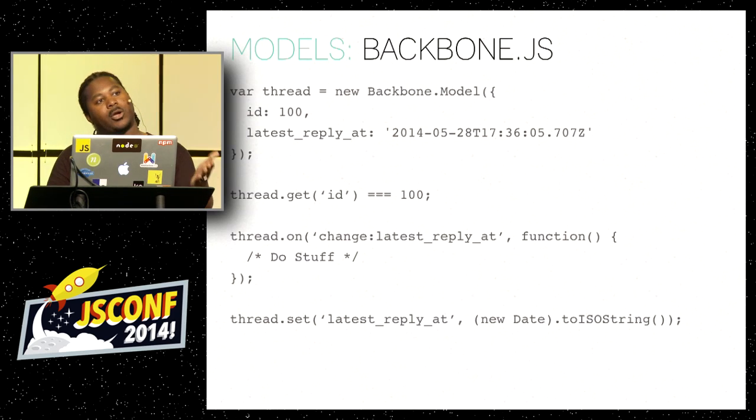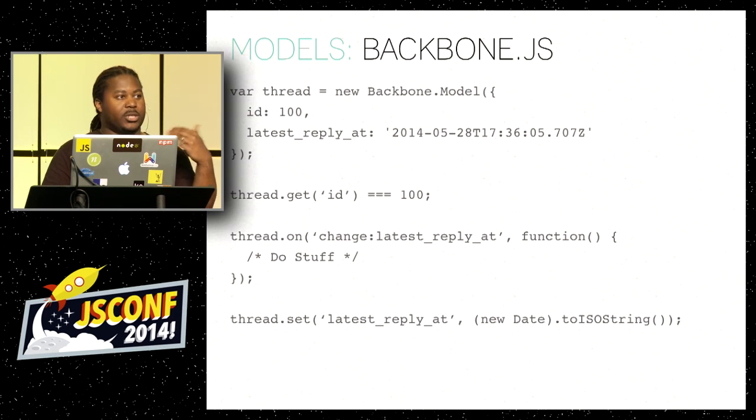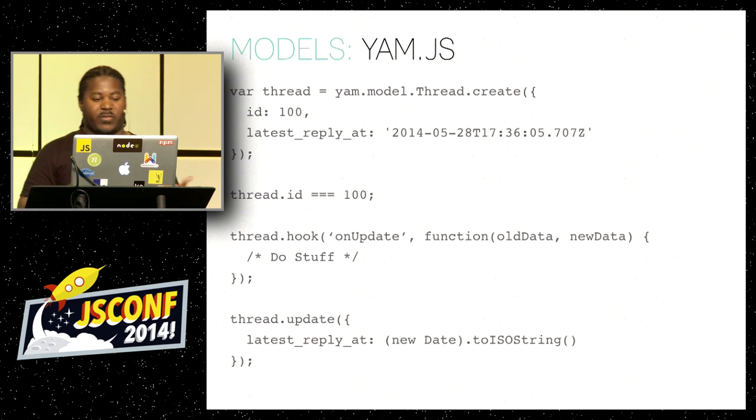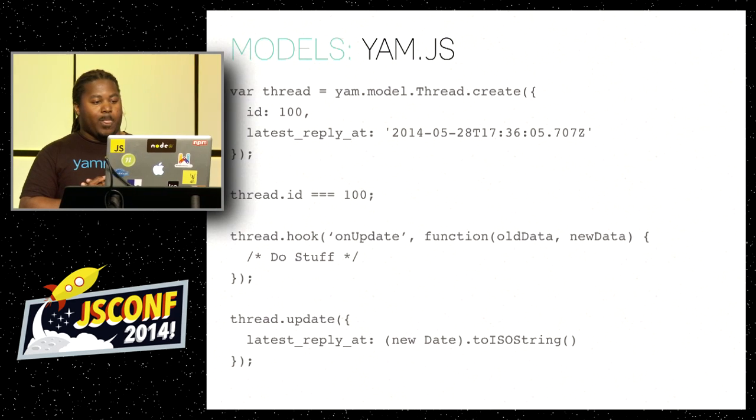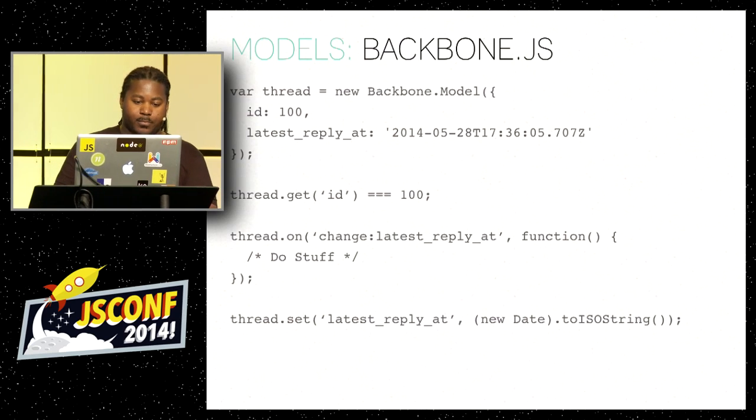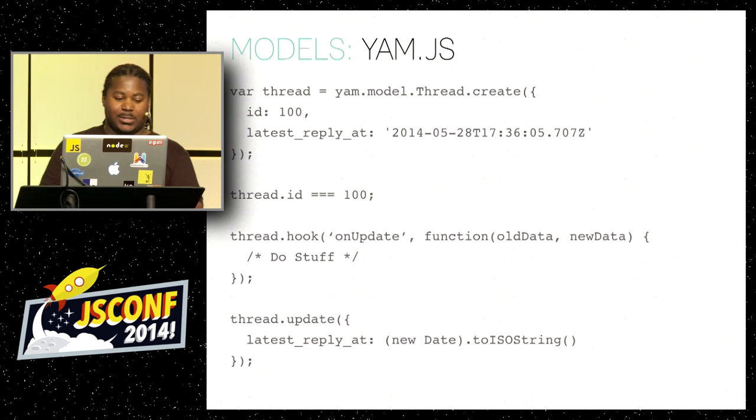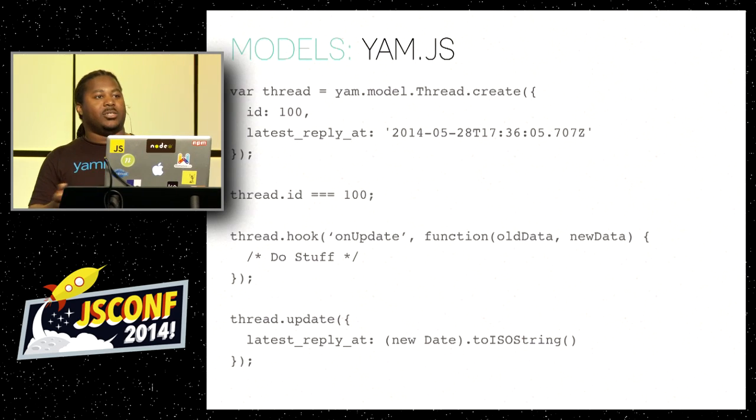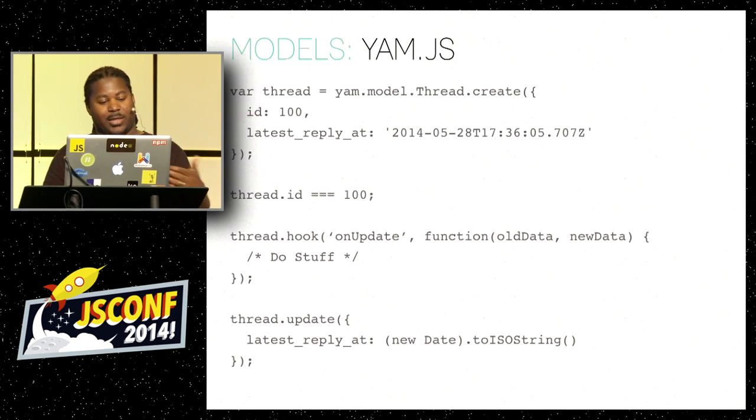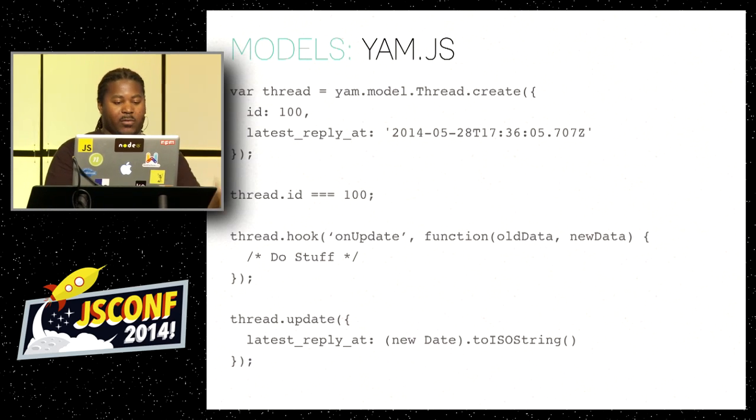But let's compare it to what I work with every day, which is the internal framework that Yammer uses, which we call Yammer.JS, or sometimes affectionately Yamjuice. And it looks like this. Let me go back. Here's Backbone. Our framework looks like this. That slide did change. They're very similar, but it did change. And you can see that it's actually doing the exact same thing. We're creating an instance of this thread model, giving it some data.